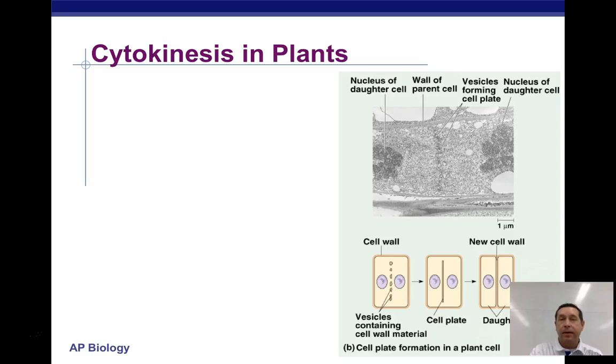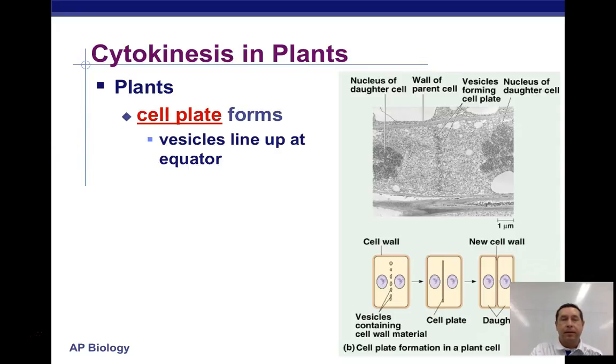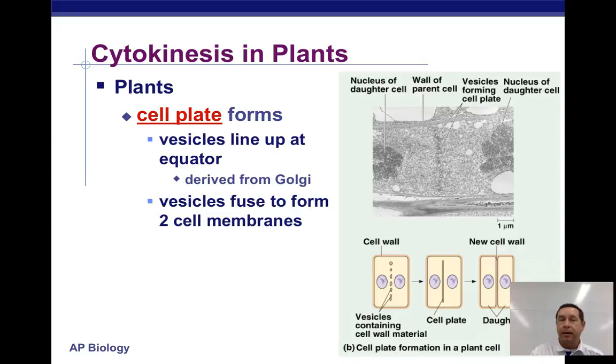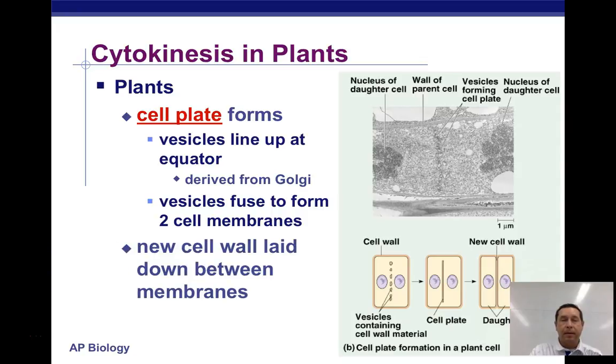In plant cells, because of the cell wall, cytokinesis is a little different. There's a cell plate that forms between the two sets of chromosomes, the two nuclei. Vesicles line up at the equator. These vesicles come from the Golgi apparatus. The vesicles fuse to form two cell membranes, so you've got one on each side of the cell plate. A new cell wall is then laid down between the two membranes at the cell plate.